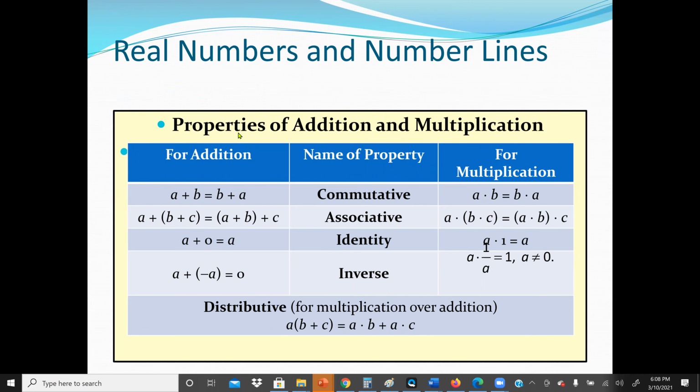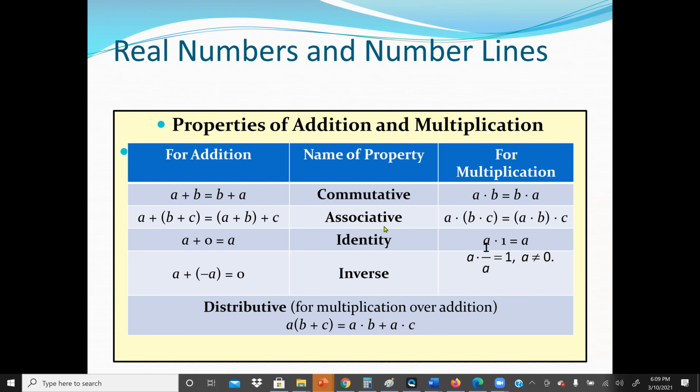So here we go through the properties of addition and multiplication. Our first objective covered what is a rational number and what is an irrational number. The next objective is to know the basic properties of addition and multiplication. For addition, A plus B is the same as B plus A, and this is the commutative property. In multiplication, A times B is the same as B times A also.